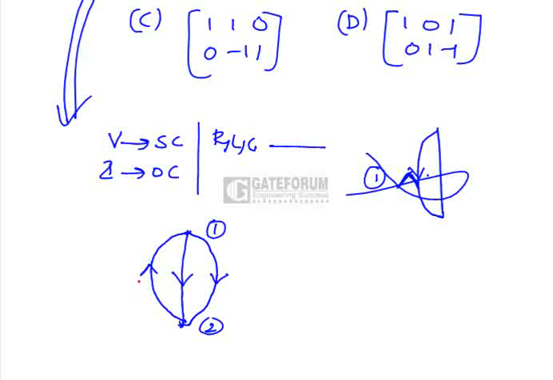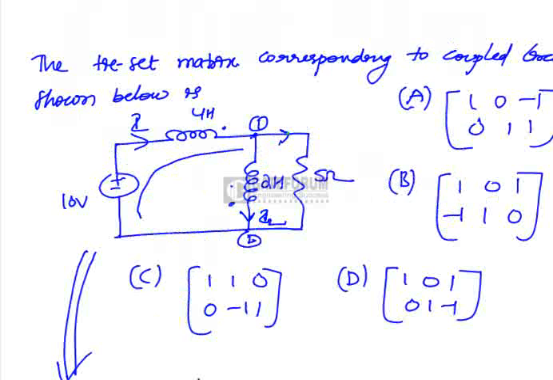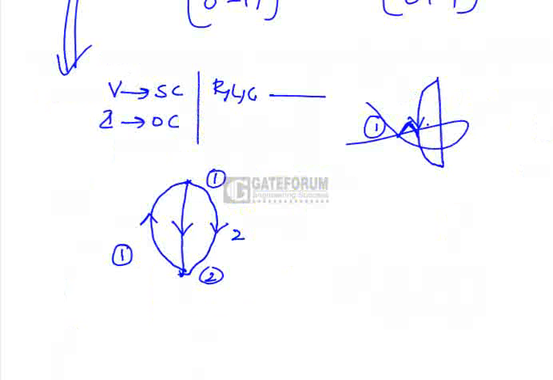Now let us consider this one as branch 1. Branch 2 here is, see, he has given the current through this one as I2, so the current flowing through this one would be I1. So I am considering this one as branch 2 and the middle one as branch 3.